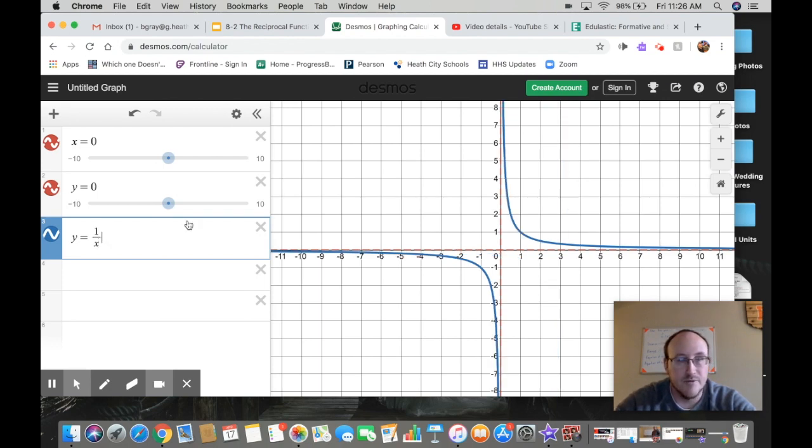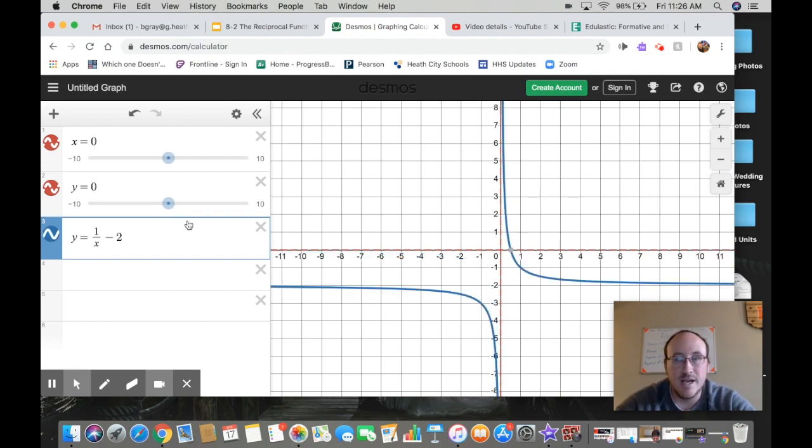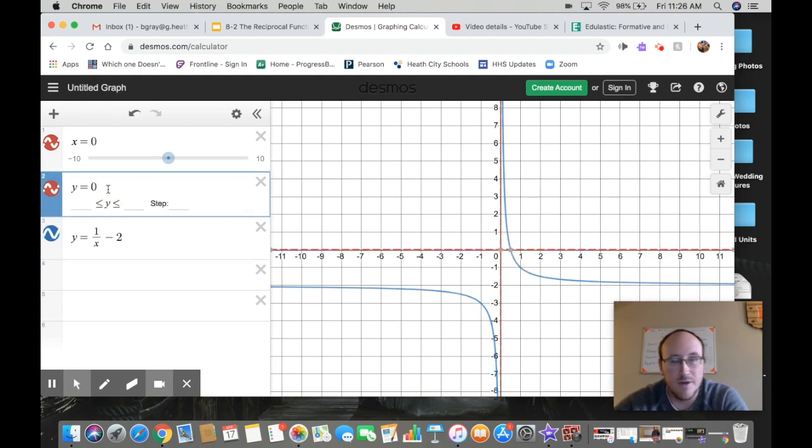Maybe I wanted to move it down 2 units. So then I just need to subtract 2 at the end. You can see that would move the graph down 2 units. The horizontal asymptote then would move down to y equals -2, like so.